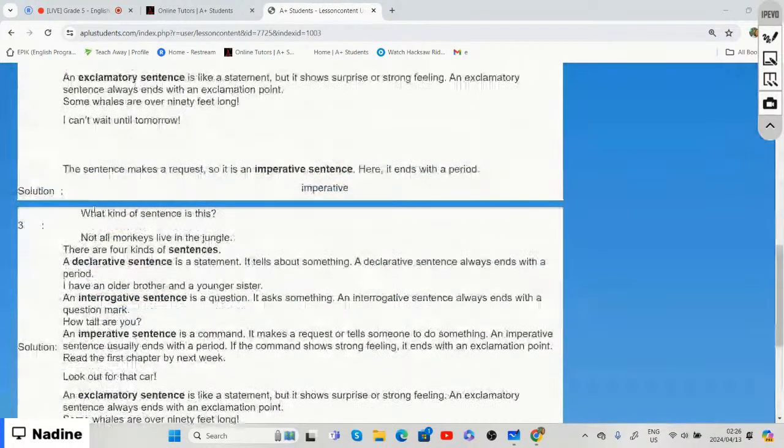Not all monkeys live in the jungle. So if I'm just randomly telling you, like, not all monkeys live in the jungle, then what type of sentence is that? A declarative, imperative, interrogative, or is it an exclamatory sentence? Not all monkeys live in the jungle. What type of sentence is that?